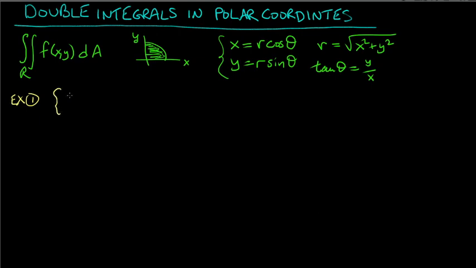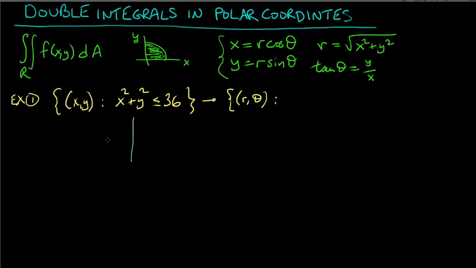So here's an easy one. Suppose we have a set of points x, y in the plane such that x squared plus y squared is less than or equal to 36. Right. So our goal here is to rewrite this in terms of r and theta now, right? And I do say this is an easy one because, of course, this is just 1, 2, 3, 4, 5, 6. This is just a disk of radius 6, a closed disk of radius 6, right?